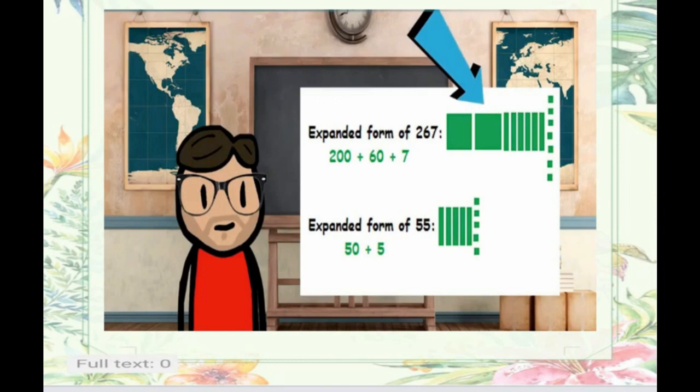Here is another example, expanded form of 55. 5 is at the ones place and another 5 is at the tens place. This is 50 plus 5. We have written the number in expanded form also.